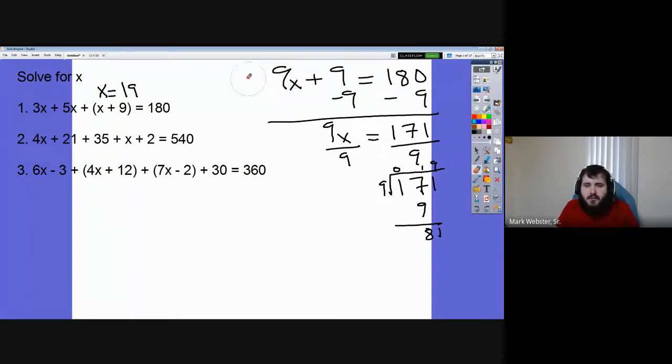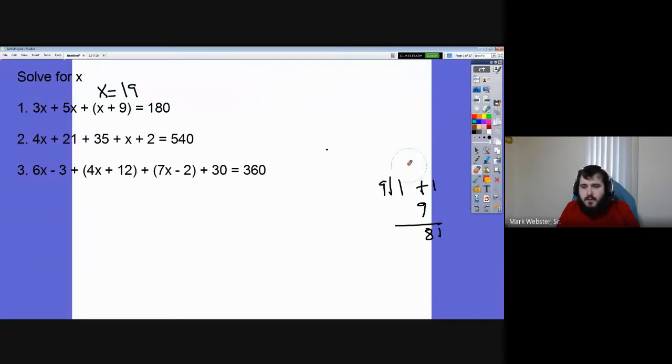All right, let's do the next one. Once again, once we have our equation written out, we don't have any parentheses here, so we can just combine all our like terms. We've got a 4x, we've got an x, so in total that's 5 x's, right? 4 and 1 makes 5. And then 21, 35, and 2, 2, 5, 1, so that's 58, right? And that together makes 540.